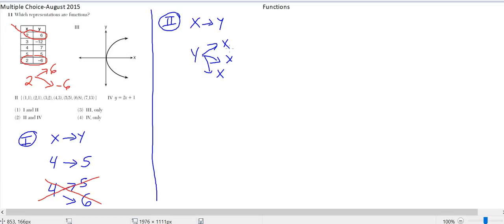So 1 corresponding to 1, 2 corresponding to 1, 3 corresponding to 2, 4 corresponding to 3, 5 corresponding to 5, 6 corresponding to 8, and 7 corresponding to 13. We have no x's corresponding to more than one y, so this is a function.